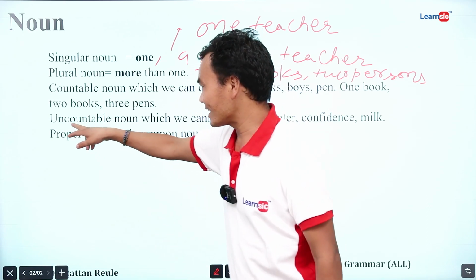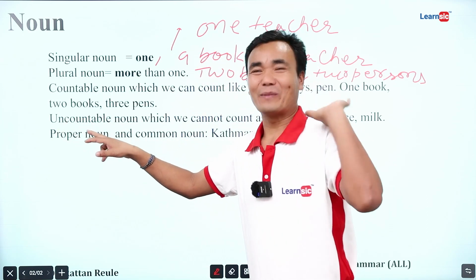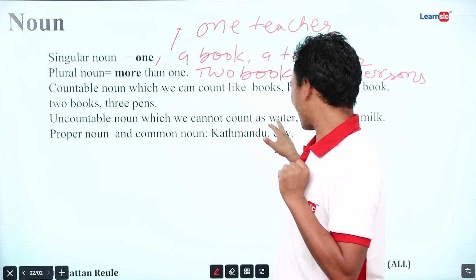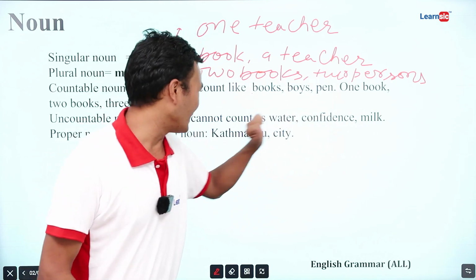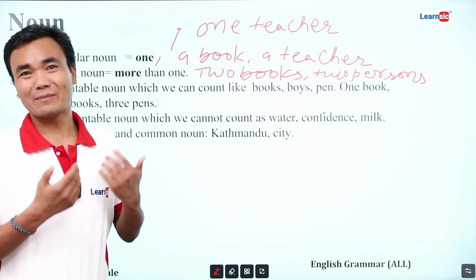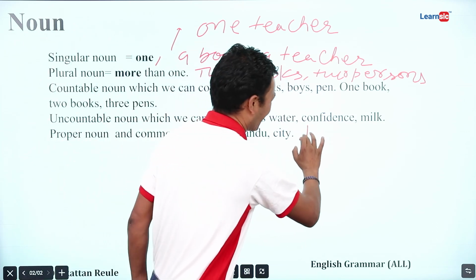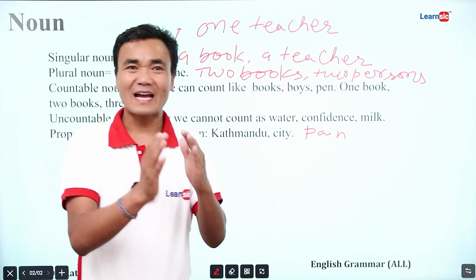And let's take another example. Uncountable is just the opposite of countable noun. Uncountable nouns are those which we cannot count, such as water, confidence and milk, as well as your feeling. We cannot count your feeling, right? So this is one more category.